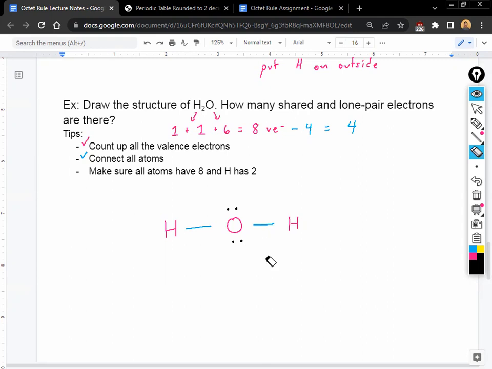Okay, so this is your picture of water. This is what a water molecule looks like. Okay, and then let's do the shared. How many shared electrons are there? 4? Yeah, there's 4 because there's 2 here, 2 here. So 4 shared. And then there are 4 lone pairs, and they're all on the oxygen. That's it. That's pretty much how you solve these out.